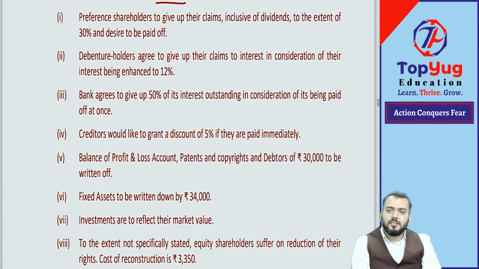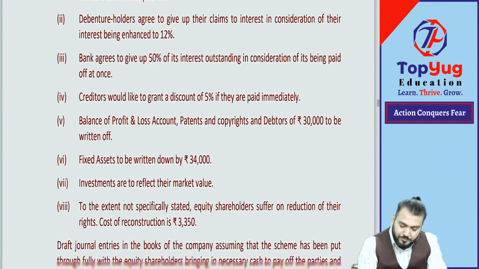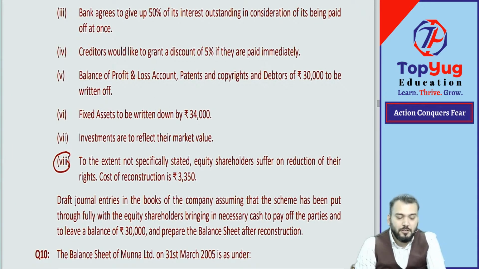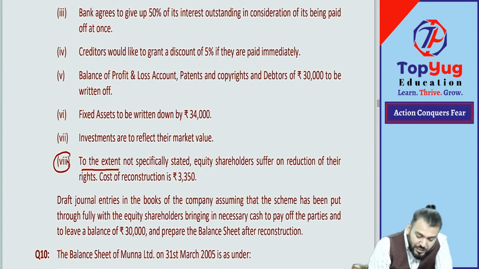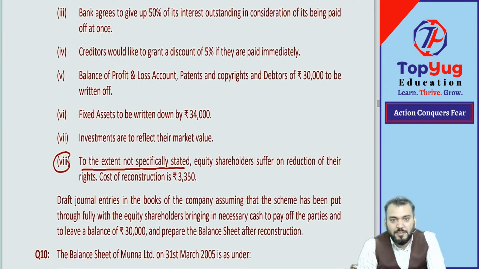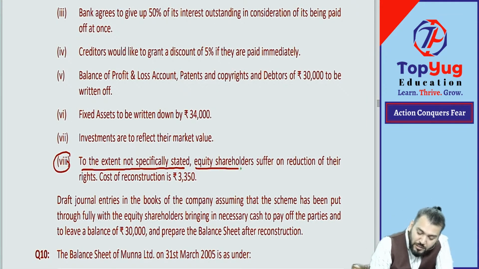Understood? Now this question is also very simple, but only for one point I am doing this question. What is that point? Points number 1 to 7 are very easy. Only point number 8 is interesting. Of course, we'll do the entire question, nothing to worry. But I am informing you why I am doing it. What they have given: to the extent not specifically stated, equity shareholders suffer on reduction of their right.